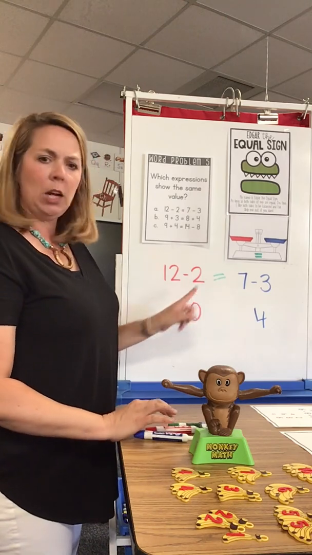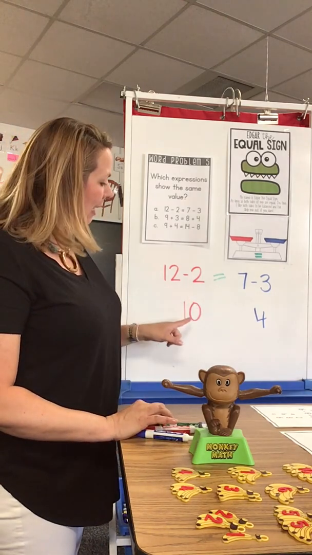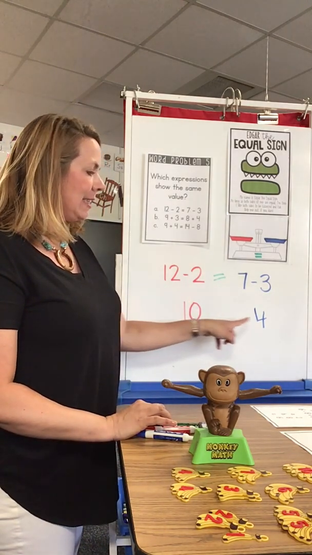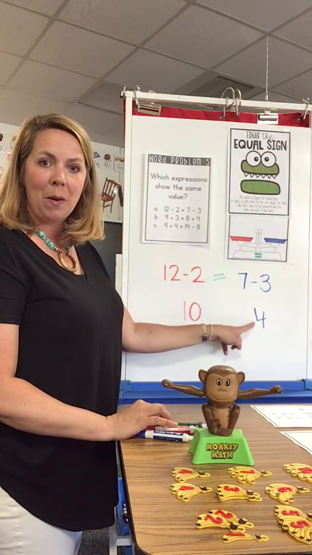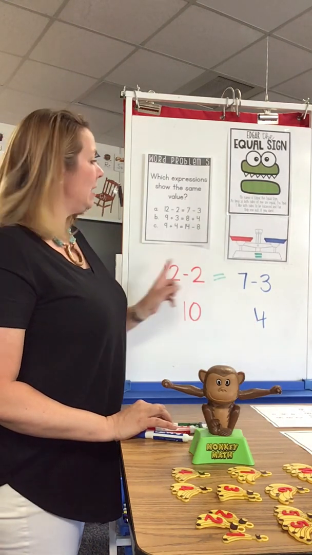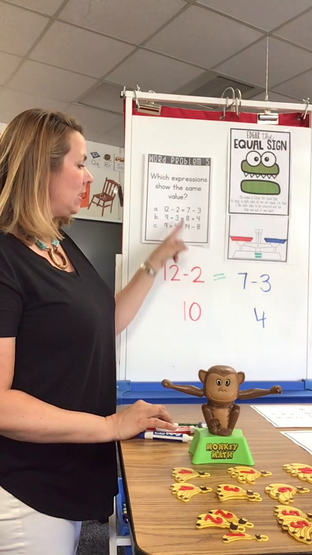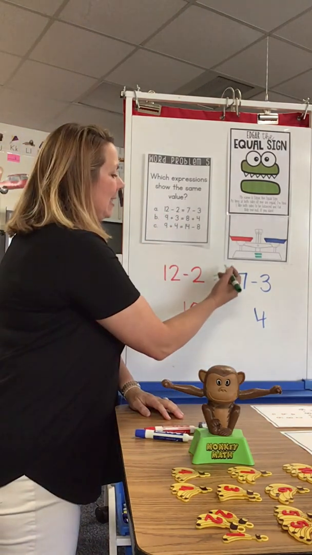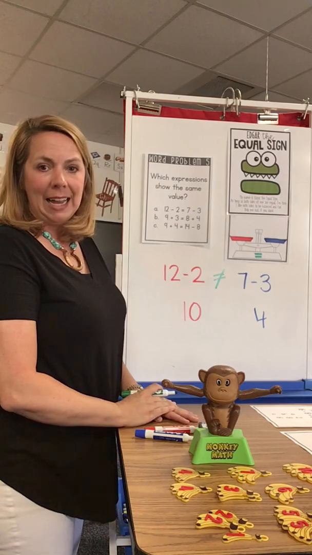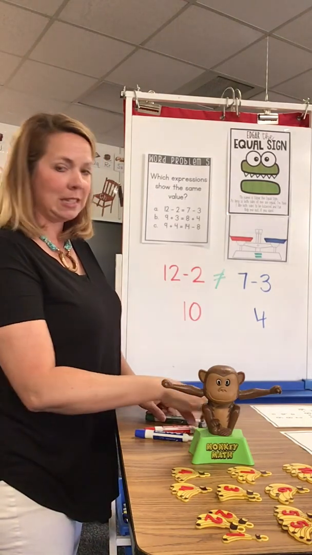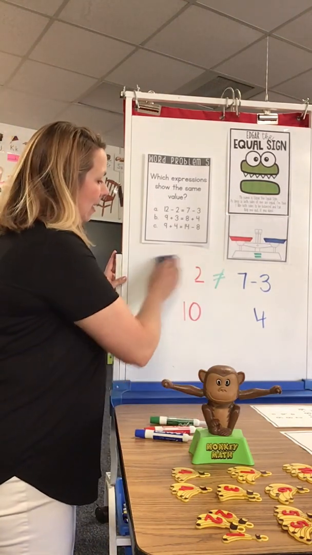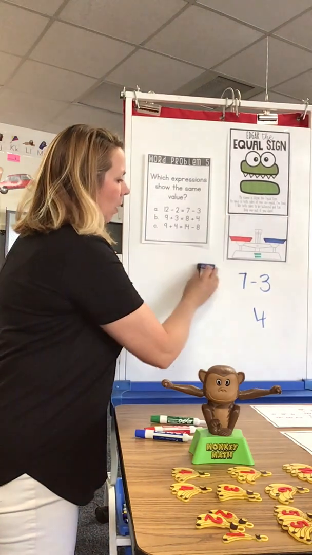Would Edgar, the equal sign, be happy here? Is 10 the same as 4? It's not. So we know that 12 minus 2 is not the same as 7 minus 3. That's not the answer choice I'm looking for.